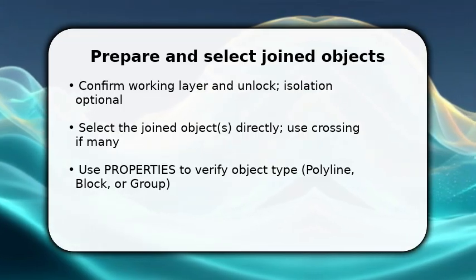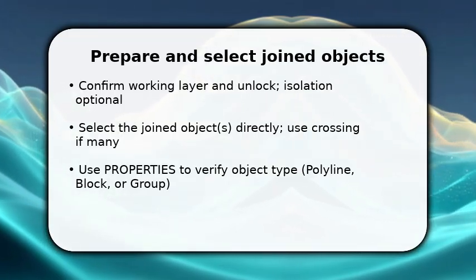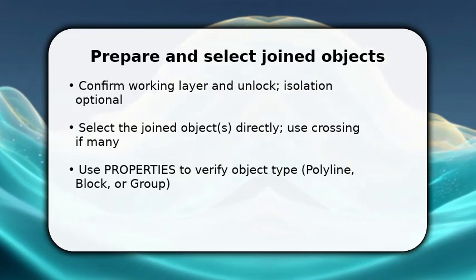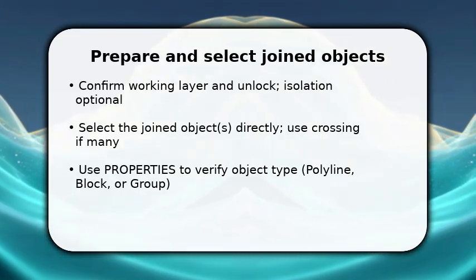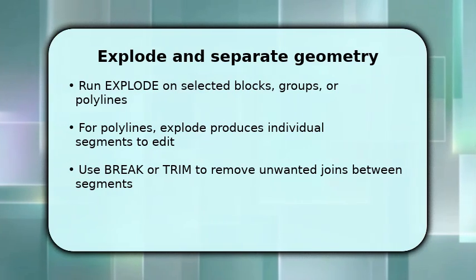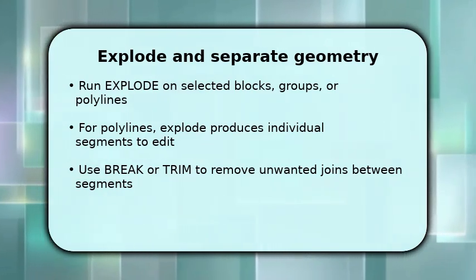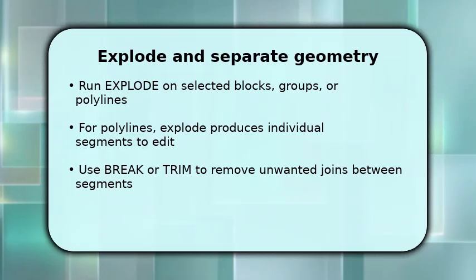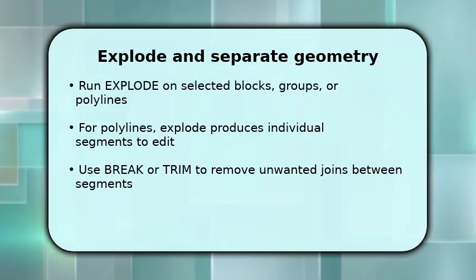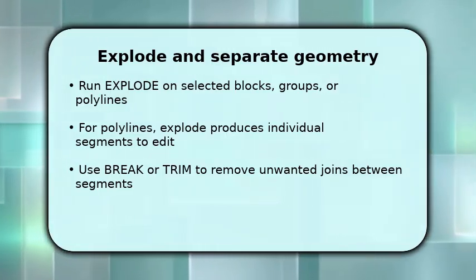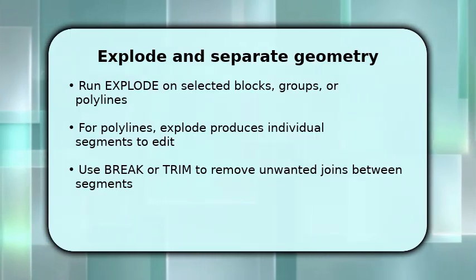If it's a block or group, you'll need to explode first. If it's a polyline, you can also explode, but you'll take a slightly different cleanup path after. Now you unjoin by using explode, type explode and press enter, then pick the selected joined objects. Once exploded, the single joined object becomes separate segments or entities. That's why we check type first.